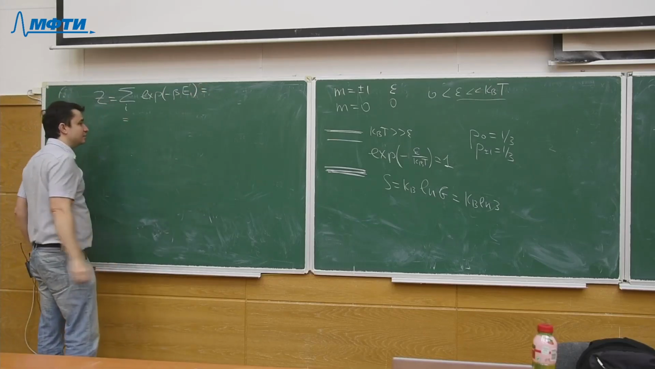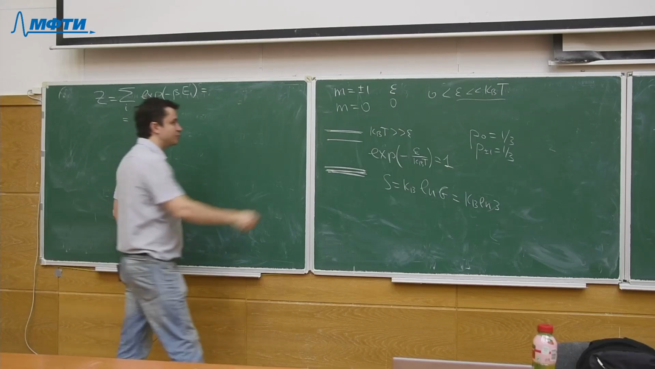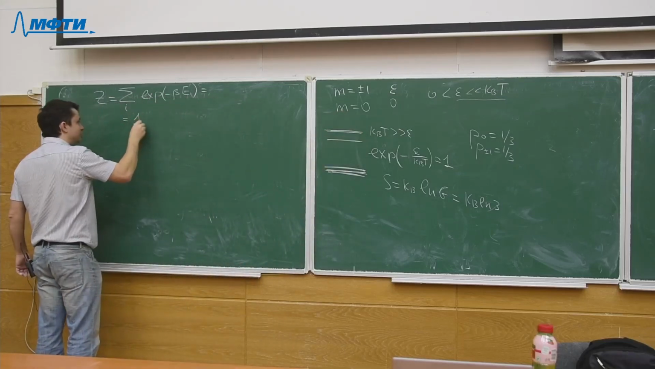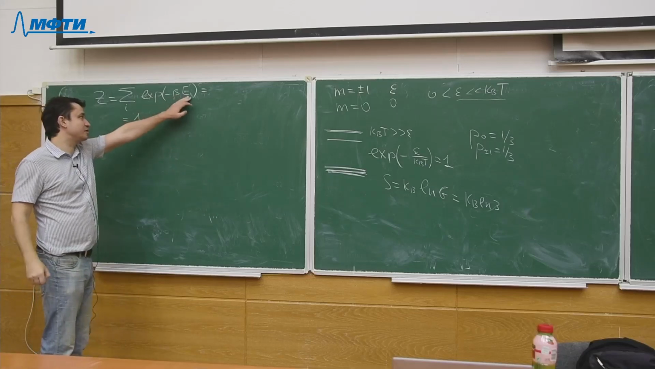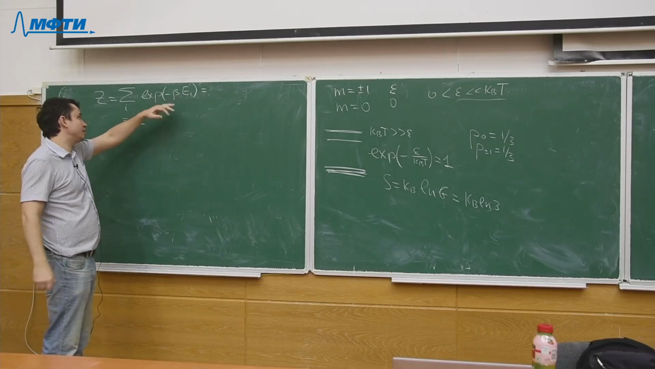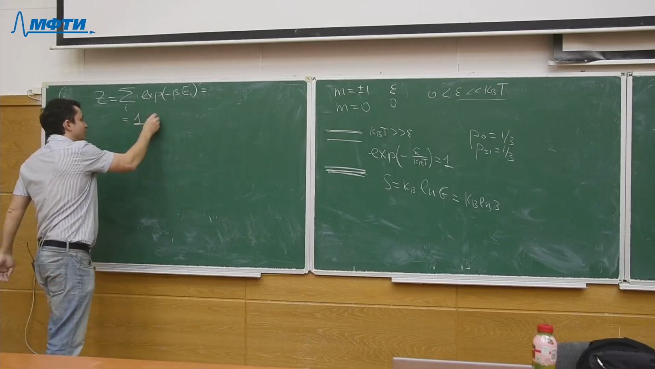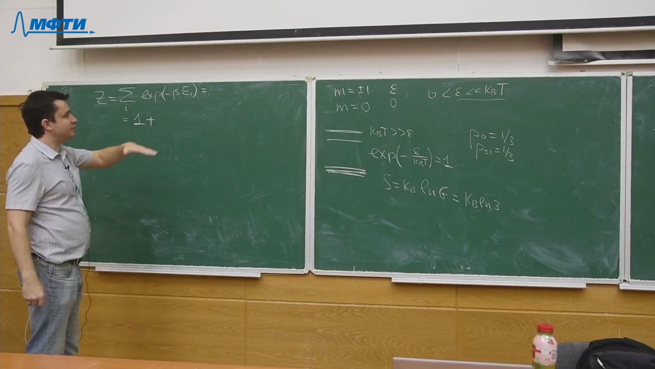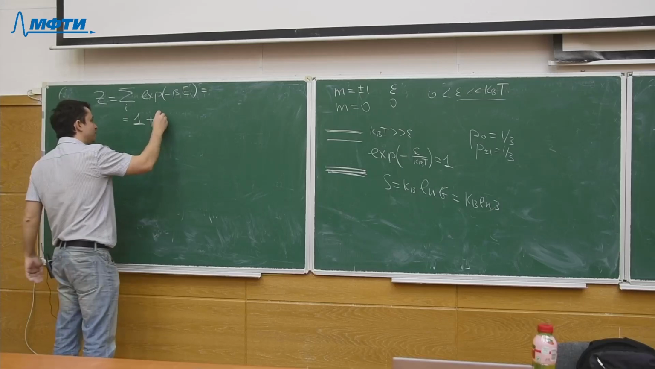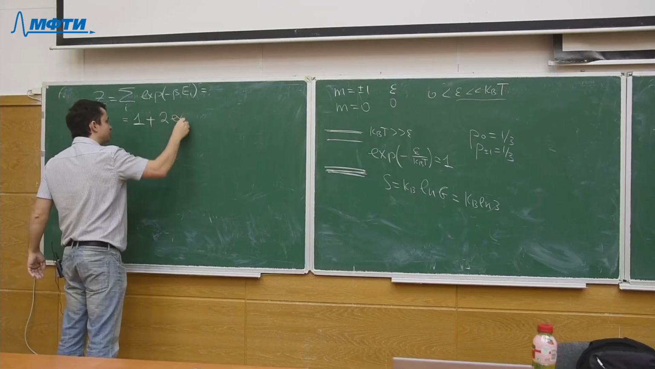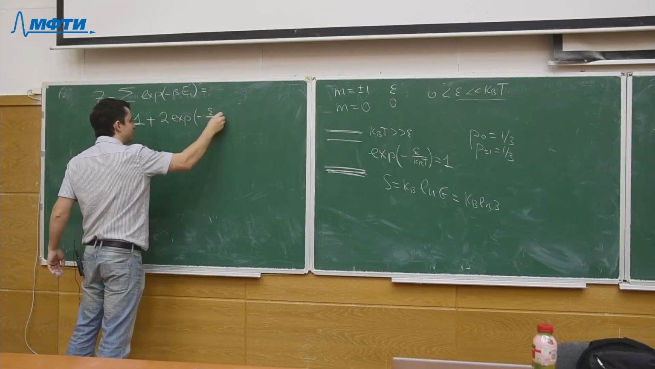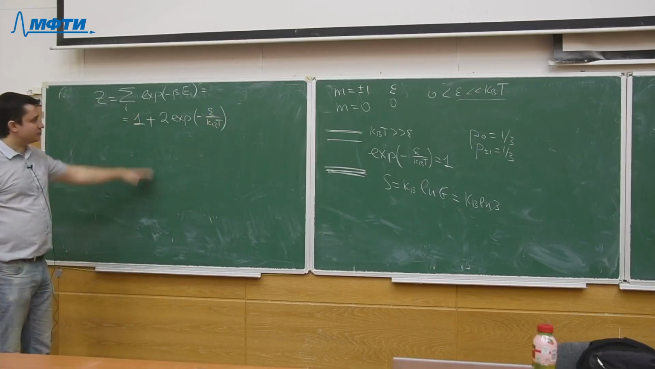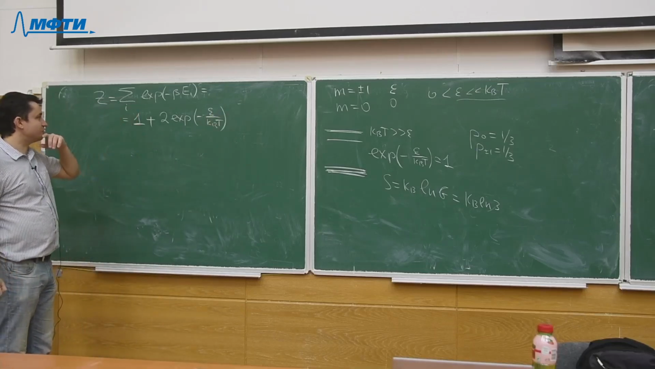From my ground energy level, which corresponds to m equal to 0, I have just 1, because the energy of that level is 0, so I have just 1. Then I have 2 energy levels, which have the energy epsilon. So from these 2 energy levels, I have 2 times exponent of minus epsilon over kBT. Okay, so that gives me the partition function.